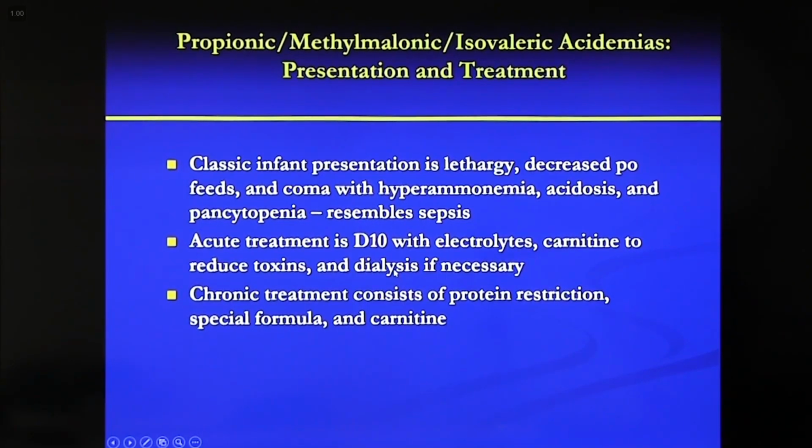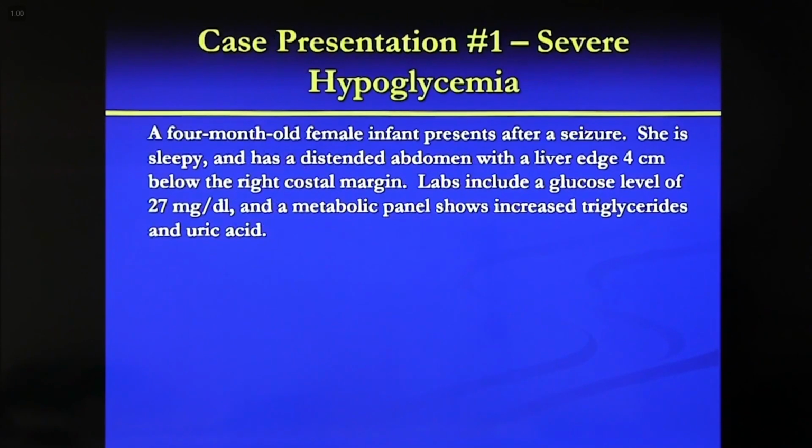If your ammonia is very high, you need to get it down, you need to have dialysis to get rid of it. And the chronic treatment is really special formulas, which are deficient in some of these amino acids, protein restriction, and carnitine. So it's a little bit different. You don't use the scavenging agents that you use in urea cycle disorders, because the urea cycle problem is secondary to these propionic or methylmalonic acidemias.